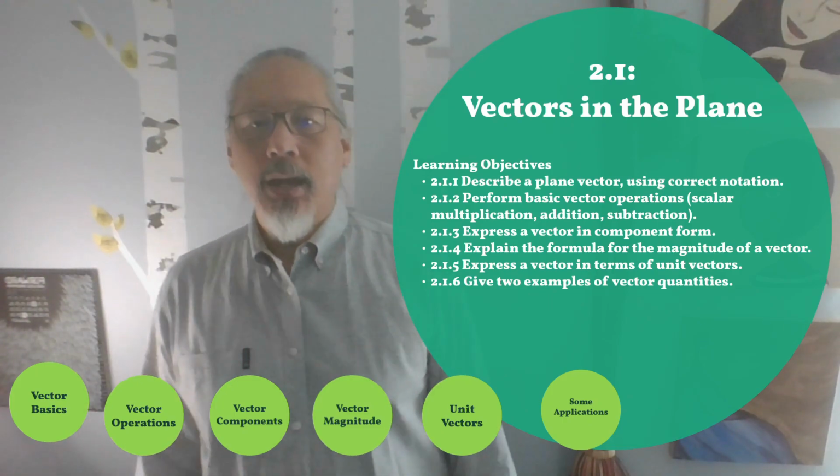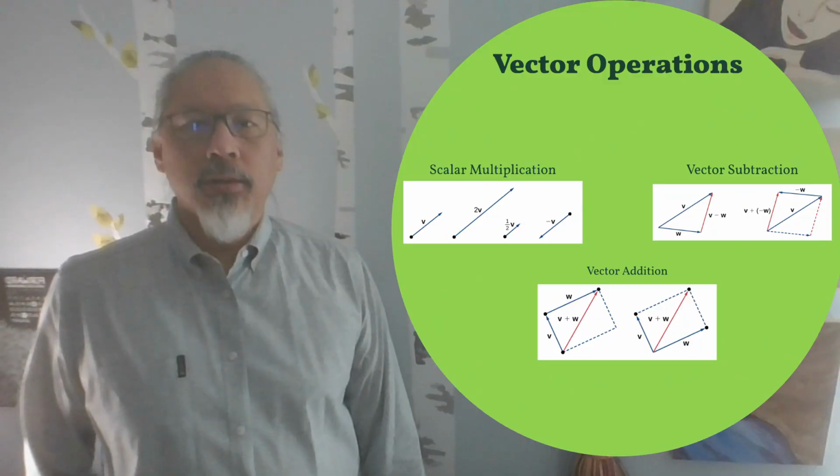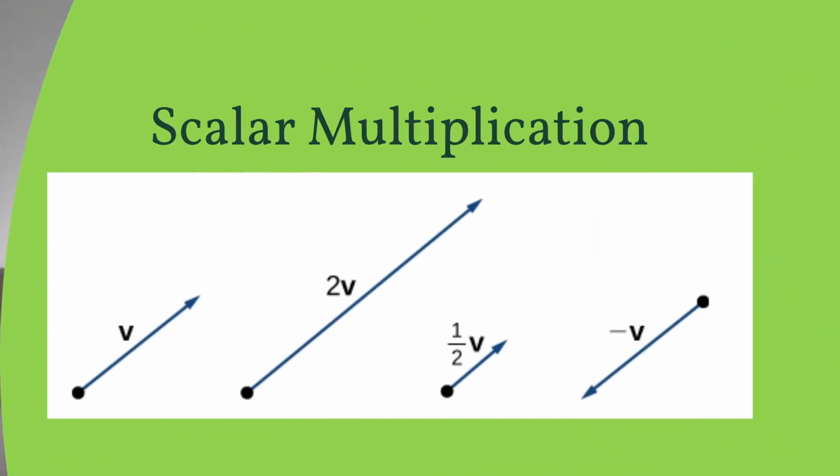Next, we're going to take a look at some vector operations. We're going to focus a little bit on scalar multiplication, and that is to scale a vector, essentially multiplying a vector by a number, which we'll end up calling scalars. So twice of a vector v will be twice as long, half would be half as long, and a negative of a vector v would actually have it going the opposite way.